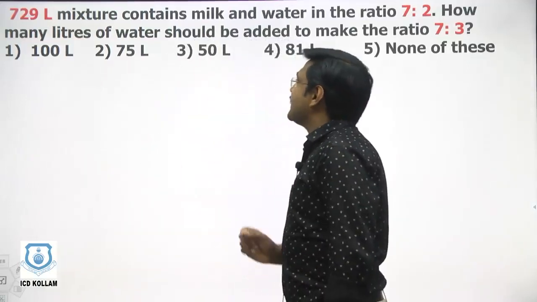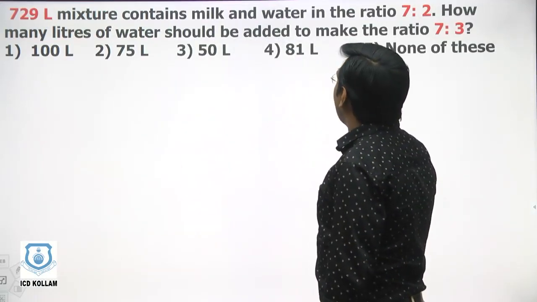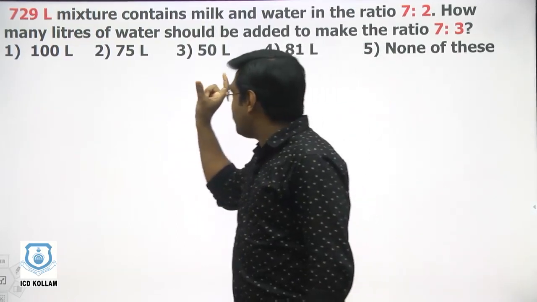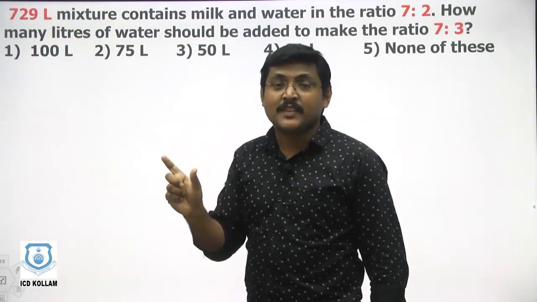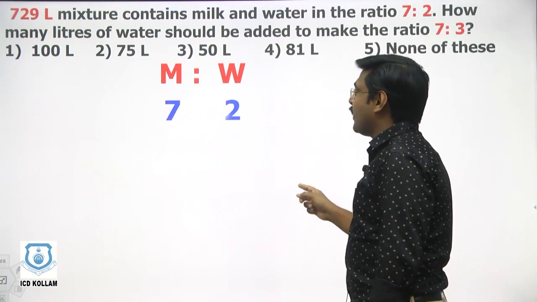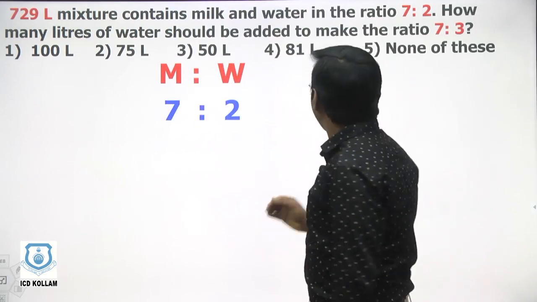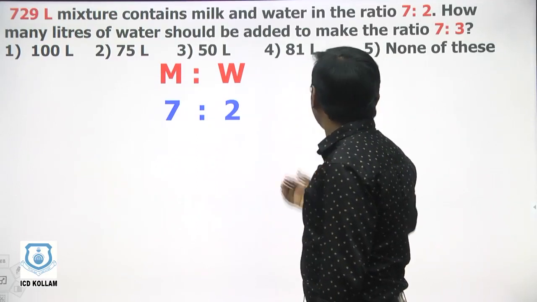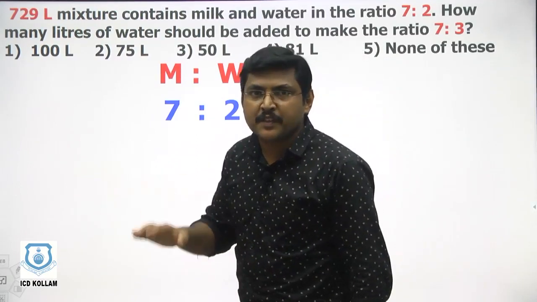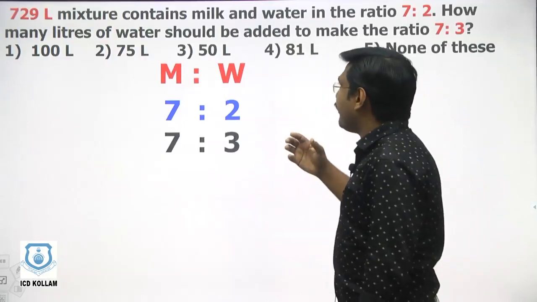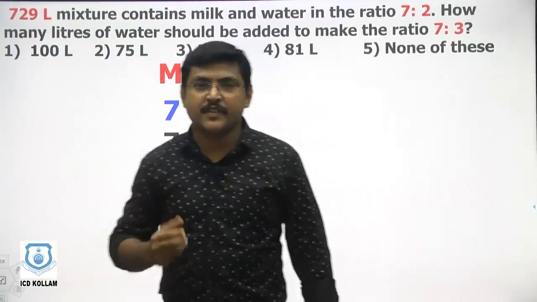Question number 1. A 729 liter mixture contains milk and water in the ratio 7:2. So a 729 liter mixture is there. In that mixture, the milk to water ratio is clearly given. So I am noting that the milk to water ratio is clearly given as 7:2. Next, how many liters of water should be added to make the ratio 7:3? On adding water to this mixture, the ratio becomes 7:3, that's given. And we need to find the quantity of water added to this mixture, right?